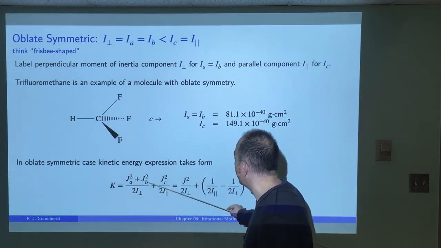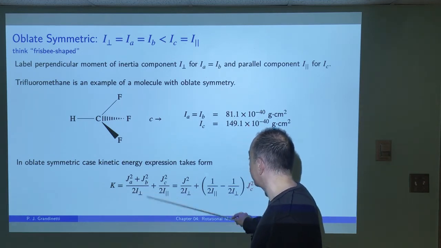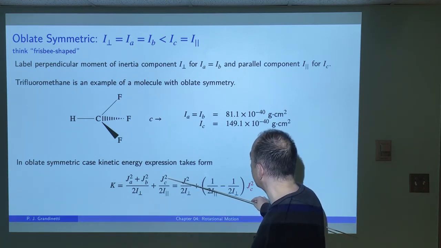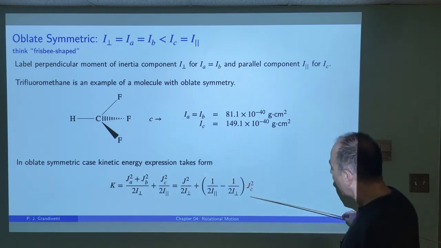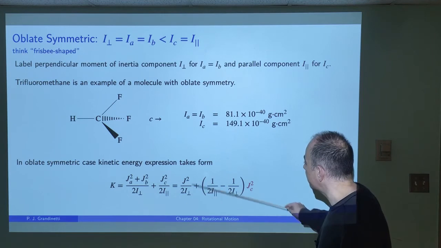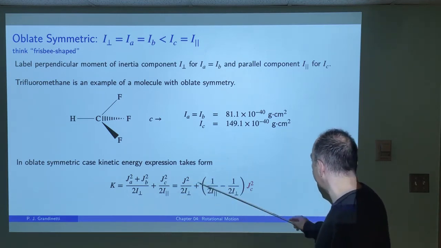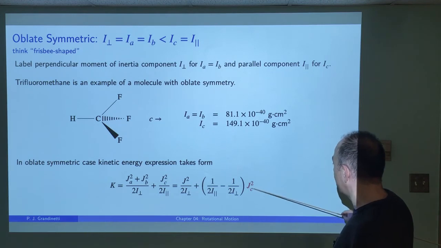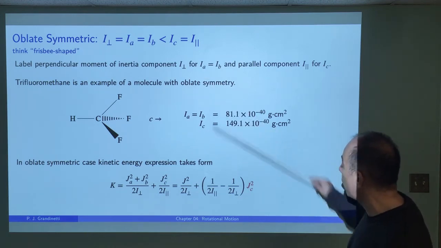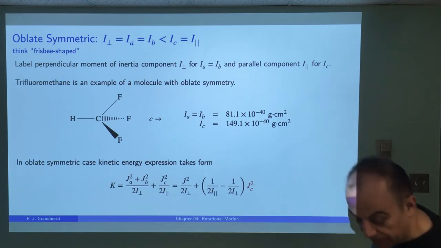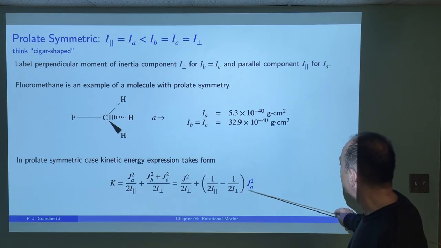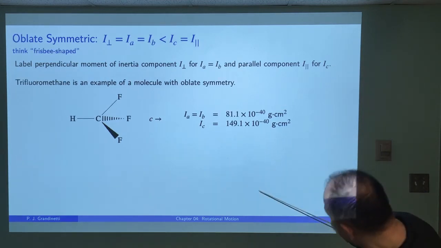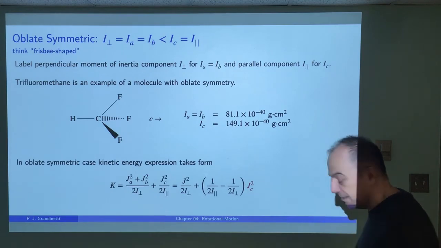Now we have JA and JB, which share the common moment of inertia component, so now we have 2I perpendicular below. And for JC, the figure axis, we have JC squared over 2I parallel, which we can rearrange also in terms of just J squared, the total length of the angular momentum vector squared, and then the JC component squared over here. So contrast that with the prolate case where we had JA over here. In the previous slide, we had this expression for the kinetic energy for the prolate, with JA as the figure axis component, and over here JC is the figure axis component.